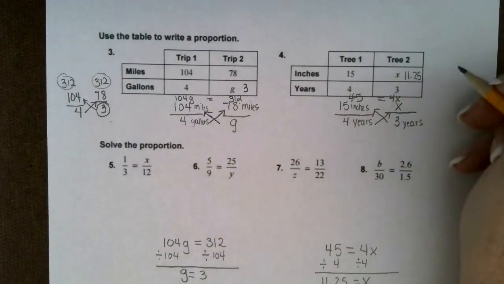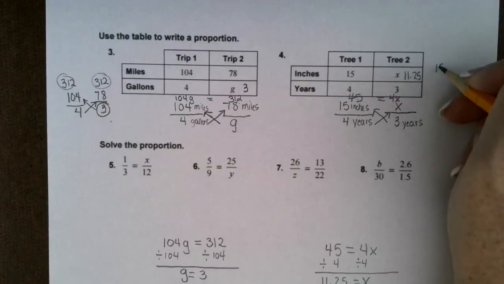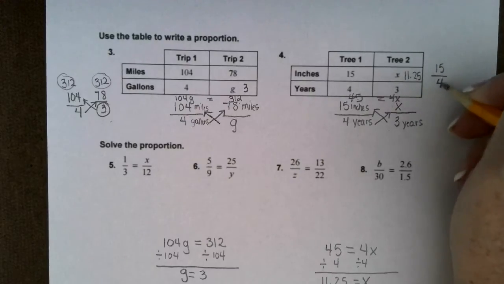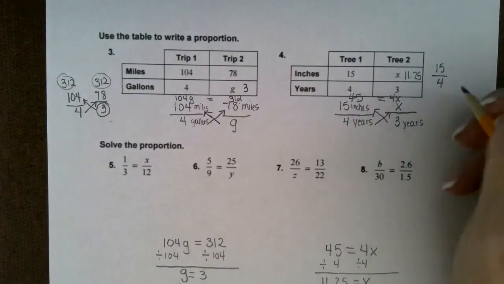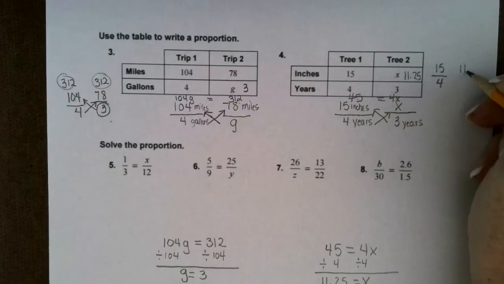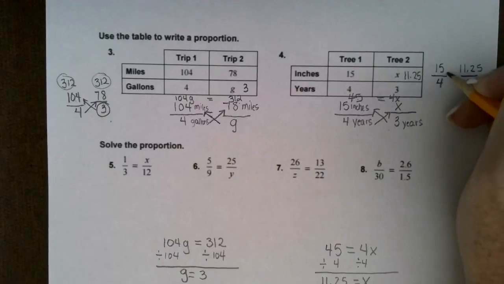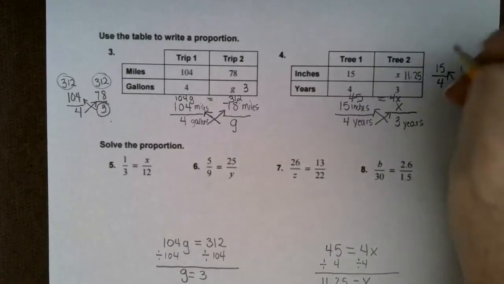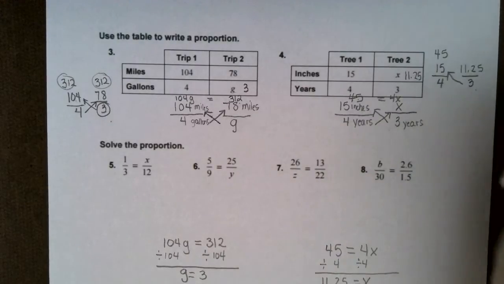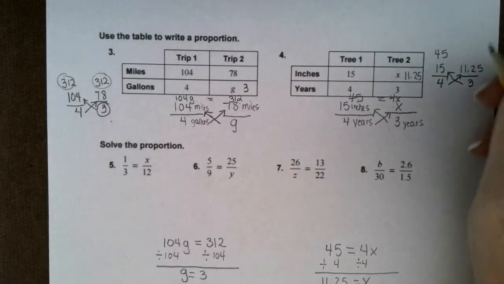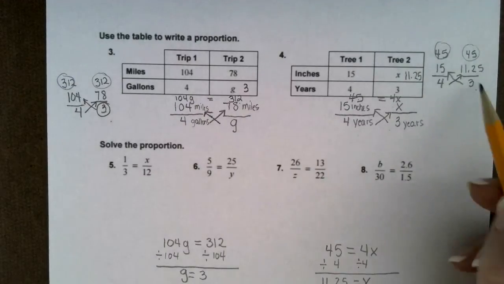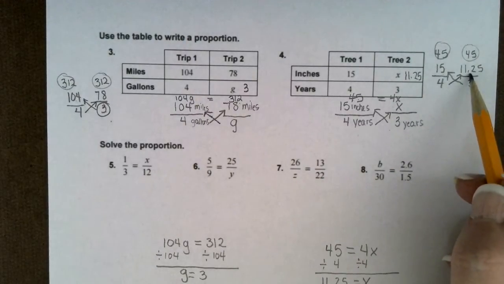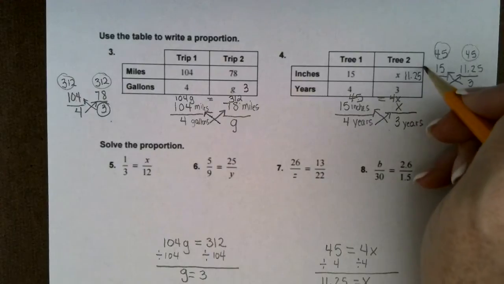And then I can check my answer by setting up a proportion where I have 15 over 4 and 11 and 25 hundredths over 3. And when I cross multiply, 15 times 3 is 45. And 4 times 11 and 25 hundredths is 45. So as long as those two things match, I know that my 11 and 25 hundredths is correct.